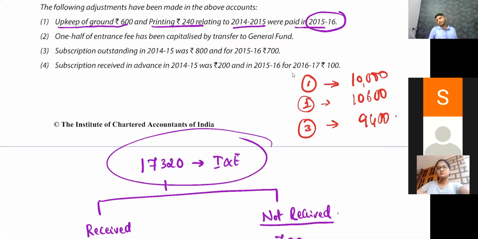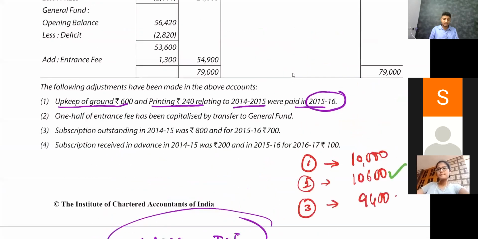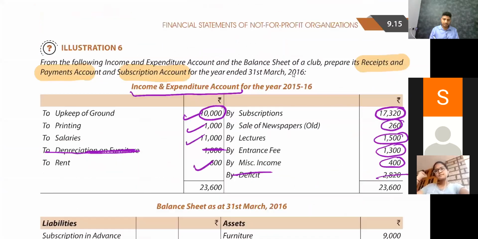Okay, so the answer is option number 2, 10,600. Good that most of the people have given the right answer. You need to understand that this 10,000, whatever we see, is only of the current year. So if I am saying that I also paid last year's, then this year 10,000 plus 600 has gone. You need to understand it that way.